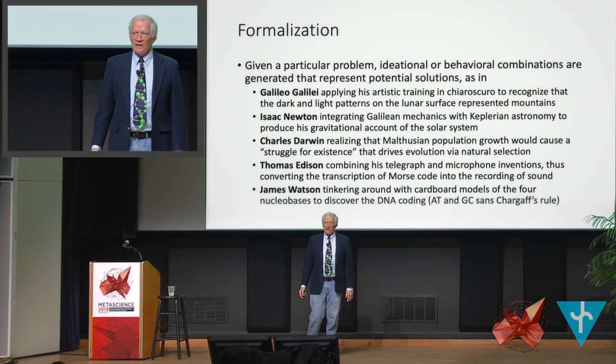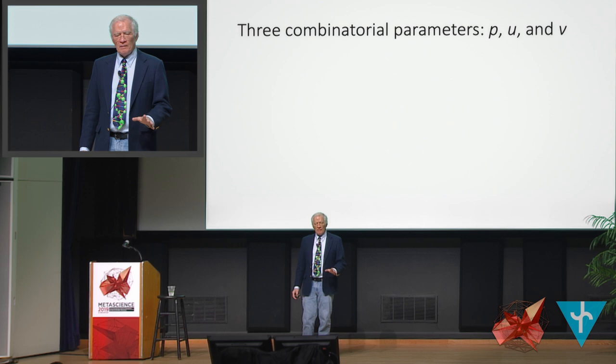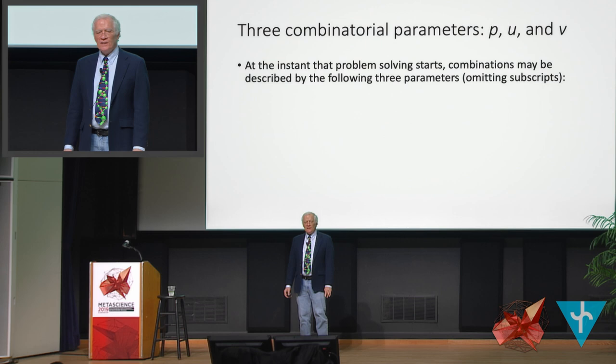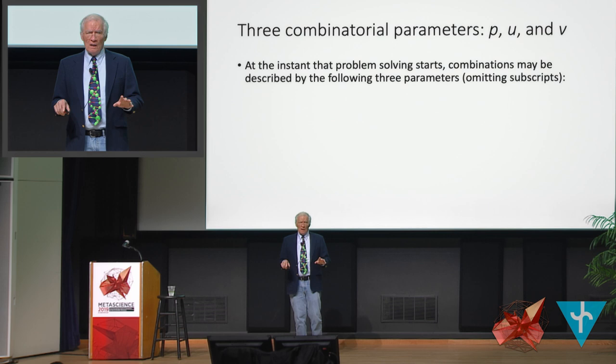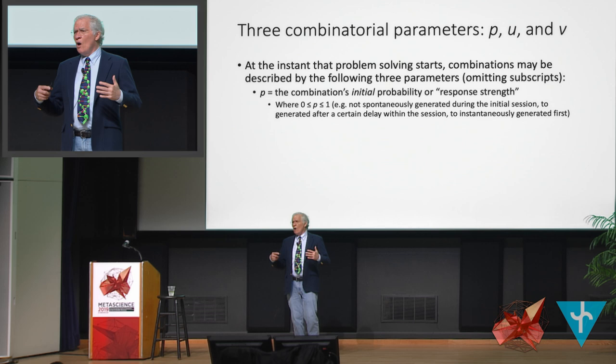Okay, I now get a little bit more formal and I introduce three important parameters in describing combinations in the combinatorial process. At the instant that problem solving starts, combinations may be described by the following three parameters. And I really should have subscripts on these parameters, but to keep things simple, I'll leave the subscripts off. First, we have P, which is the combination's initial probability or response strength or latency at the instant you start working on a particular problem.